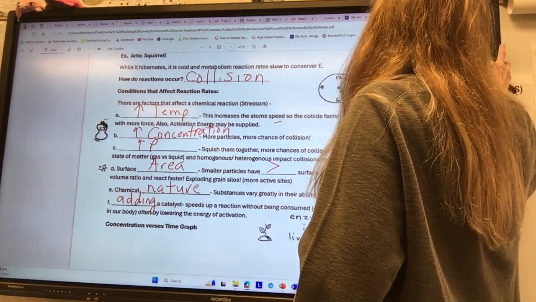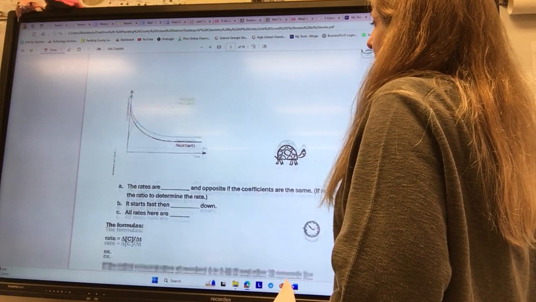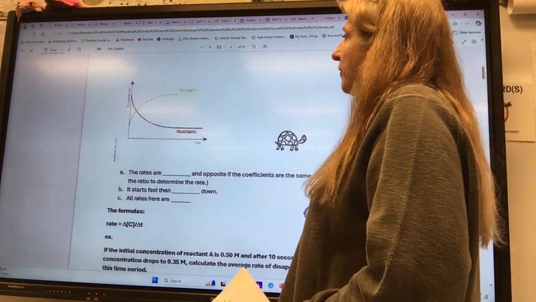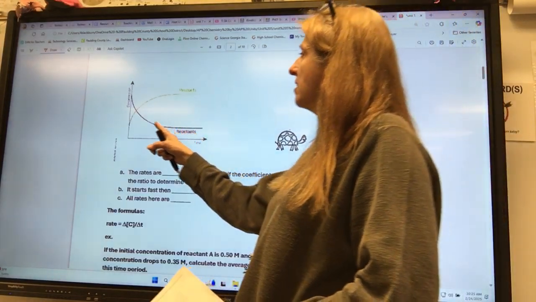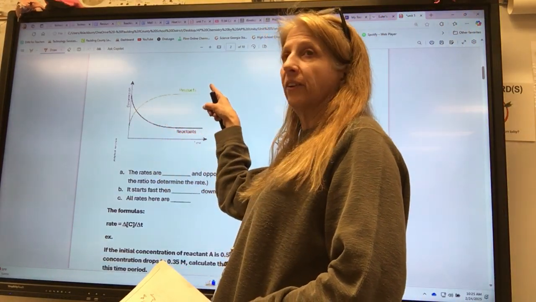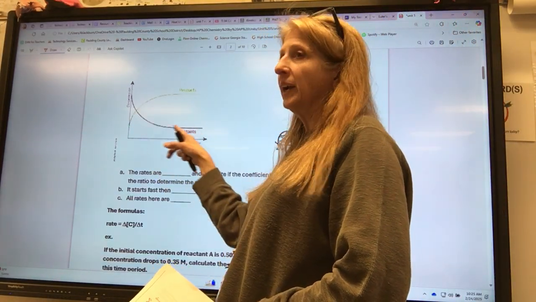So the next thing for this part of the test, one of the things they'll do is put this graph, and I know y'all's didn't run off good, so you're going to need to darken it. This line is products. This line is reactants.